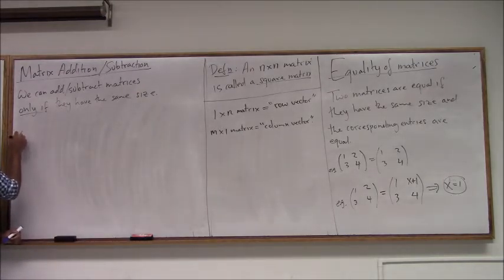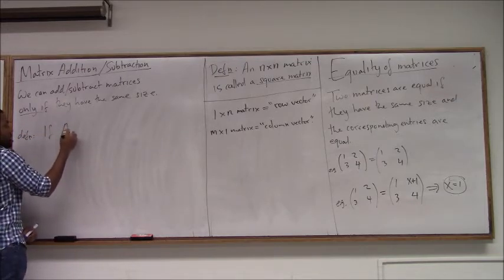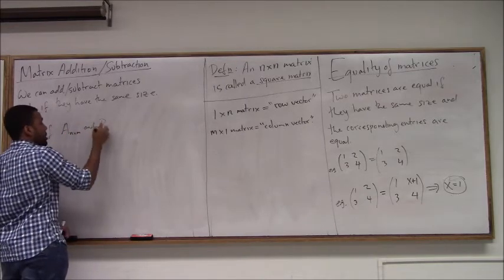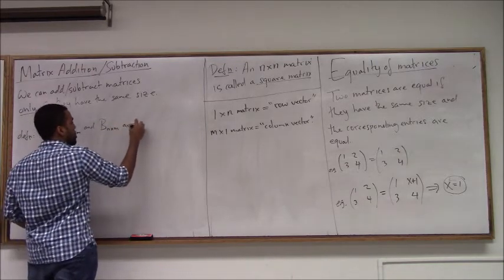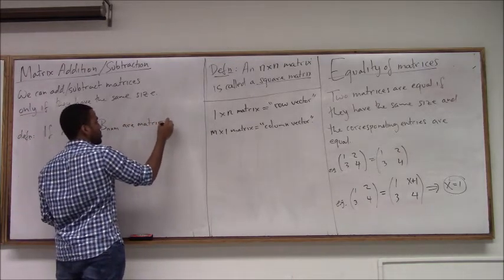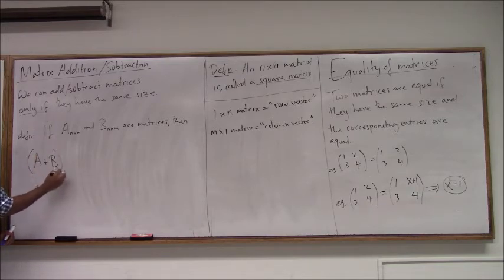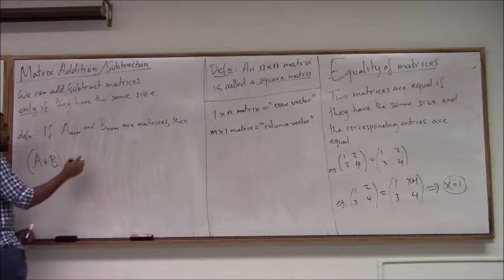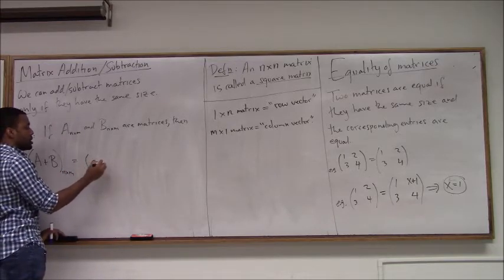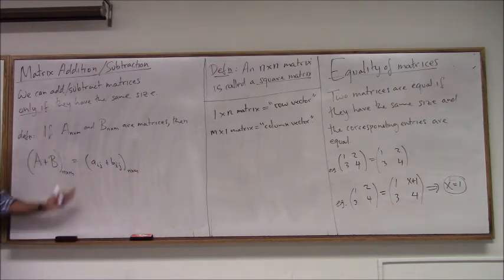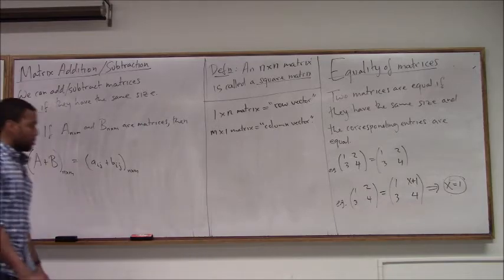And I can also talk about a definition here. If A is n by m and B is n by m, then the matrix A plus B is also going to be an n by m matrix, and it's going to be the definition where you take the Aij's and add them to all the Bij's. So you add the corresponding entries. That would be the definition.